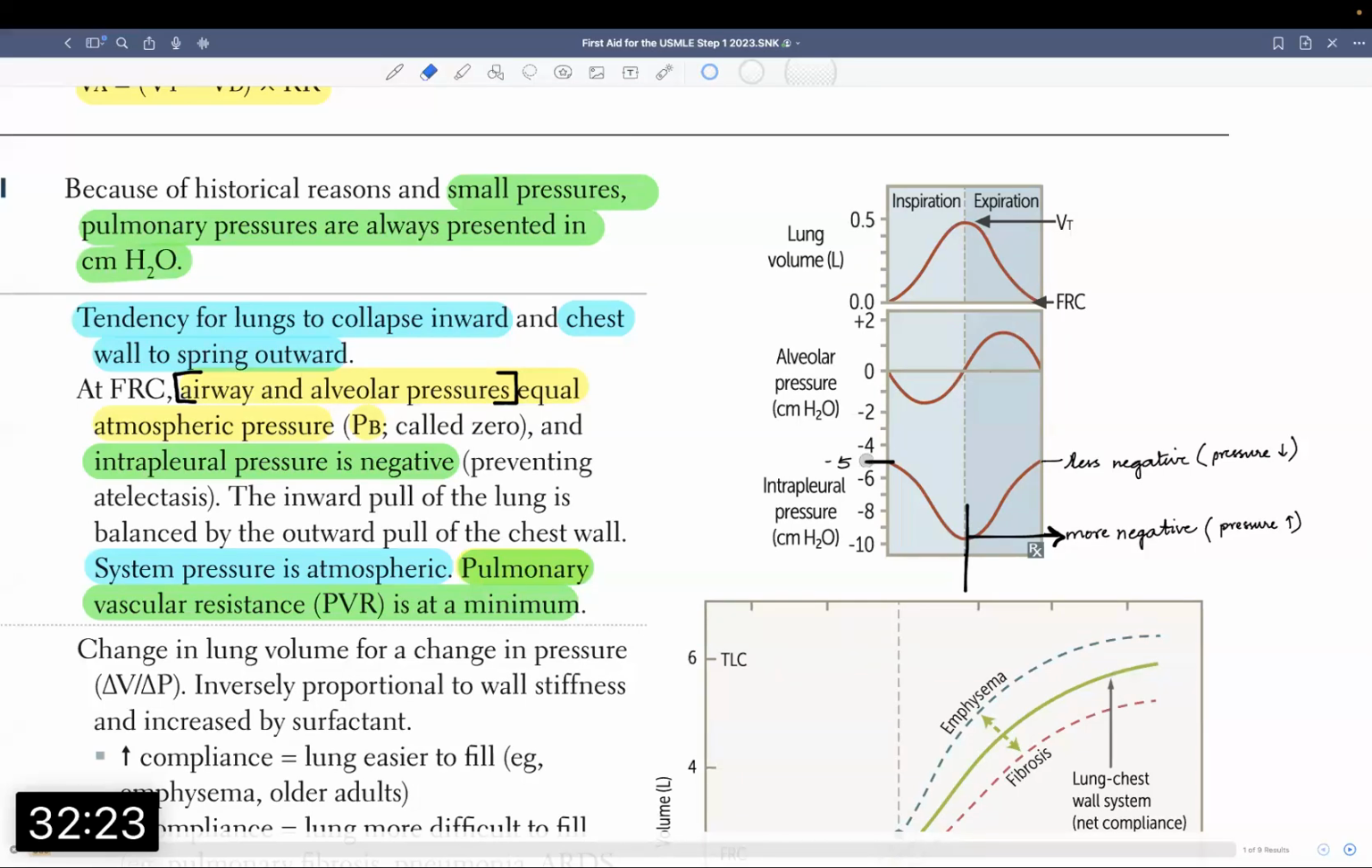Intrapleural pressure is at -5, then it dips and becomes more negative, then goes back to being less negative. Okay.